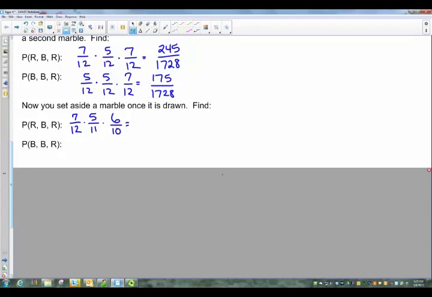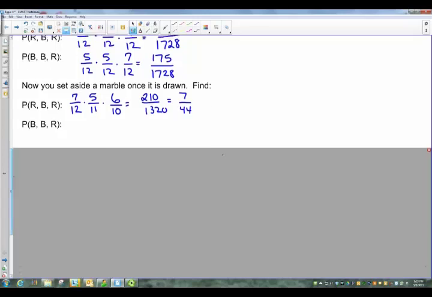So it's 7 times 5 times 6. Okay, now you multiply those together. You get 210 over 1320. Okay, we can take that and reduce. Once you reduce, let's see, 30 is going to go into each of those. So you've got 7 in the numerator, 44 in the denominator, and there's your final probability.